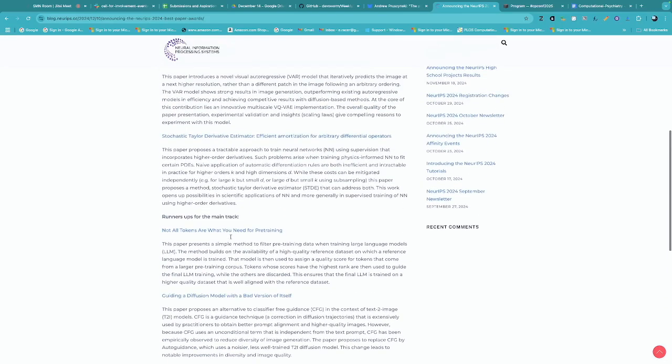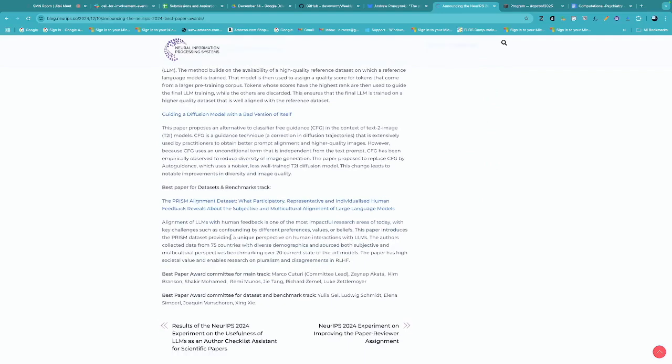Okay, those are the runners-up. And then we have the best paper for the datasets and benchmark track. The PRISM alignment dataset, with participatory, representative, and individualized human feedback, reveals about the subjective multicultural alignment of large language models. So this is interesting.